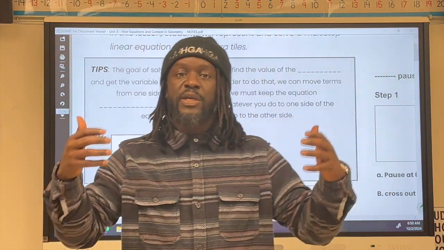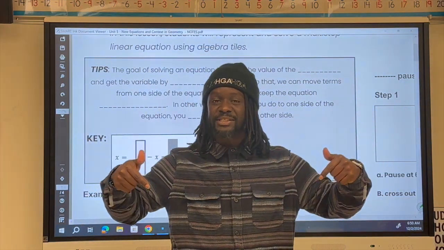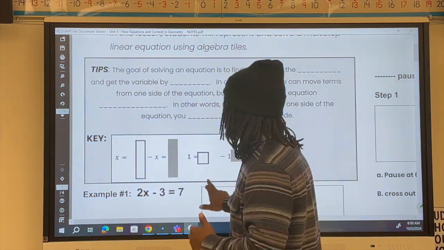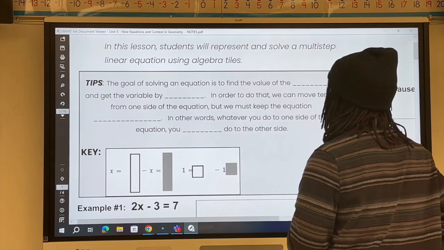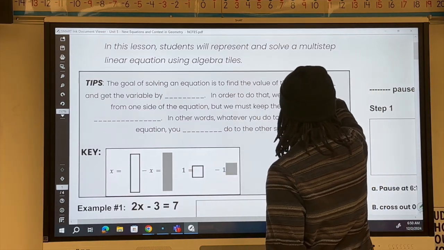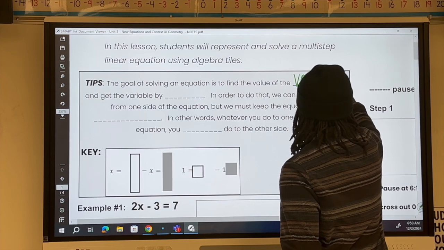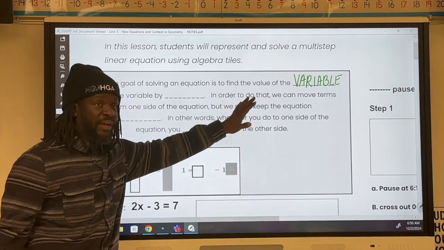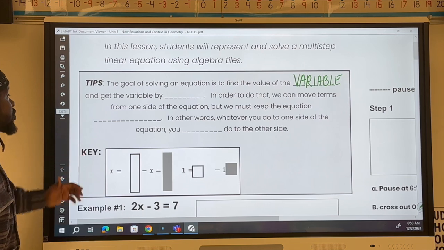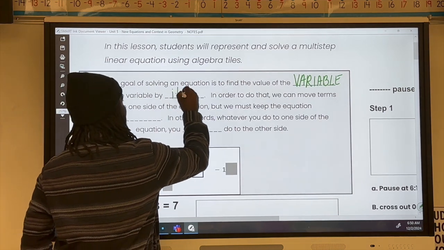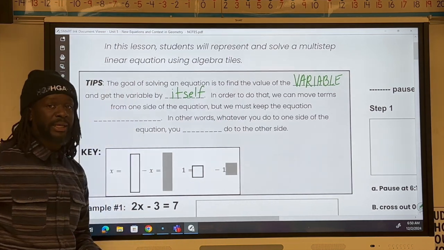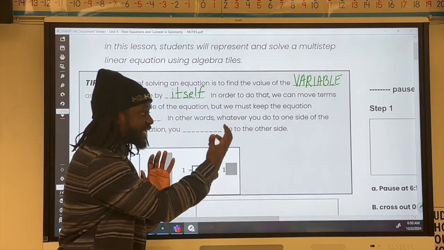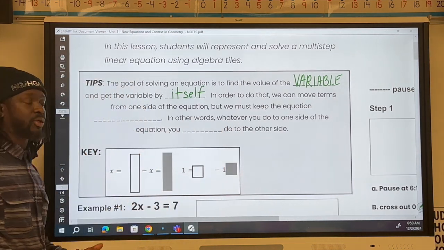All right. And so I'm going to give you just a few tips that are going to help you when it comes to solving equations, throughout not just this lesson today, but really the entire unit. Okay. So the goal of solving an equation is to find the value of the variable, the letter. And in order to do that, we must get the variable by itself. Sometimes you might hear it put in a big word: we are isolating the variable. We're getting it by itself in order to figure out what the value equals, okay?